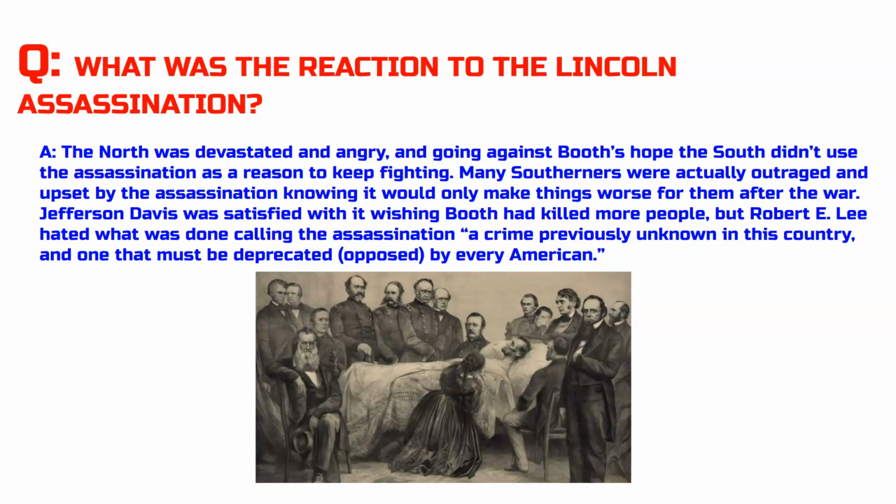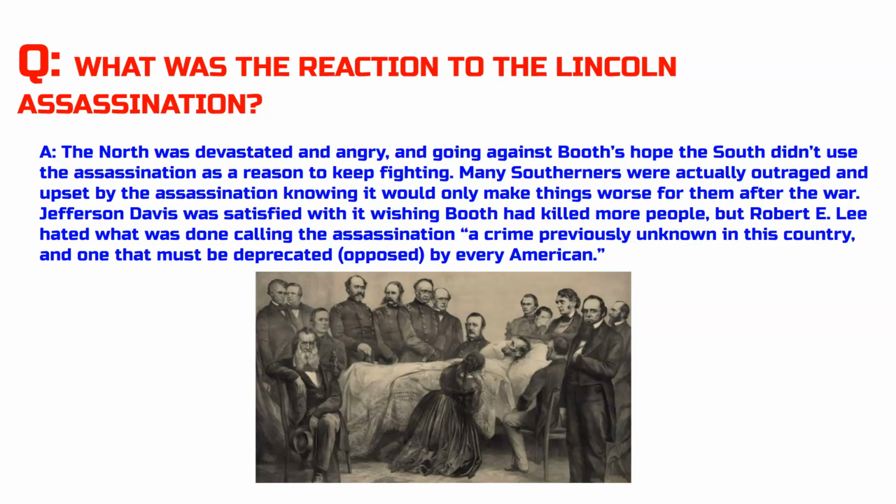Jefferson Davis, the president of the Confederacy, who's still loose at this point, he was satisfied with it. He was wishing that not only had Lincoln died, but the vice president as well, and a few others. But Robert E. Lee, on the other hand, had the opposite view. He was horrified by it. He called the assassination a crime previously unknown in this country, and one that must be deprecated by every American.